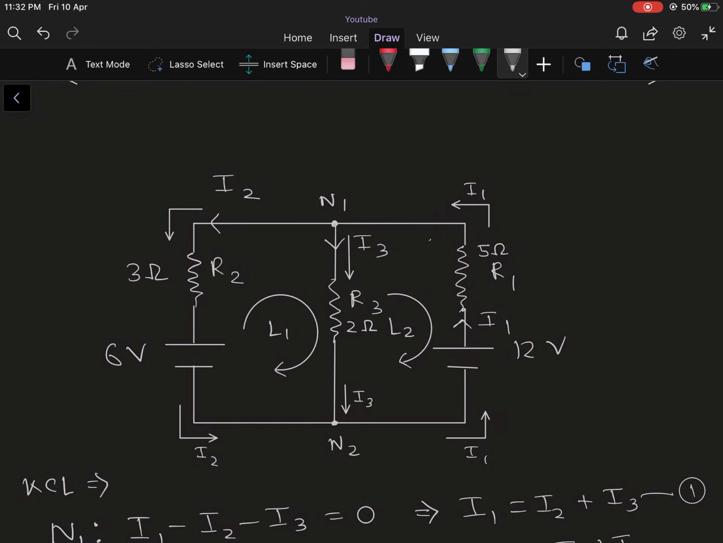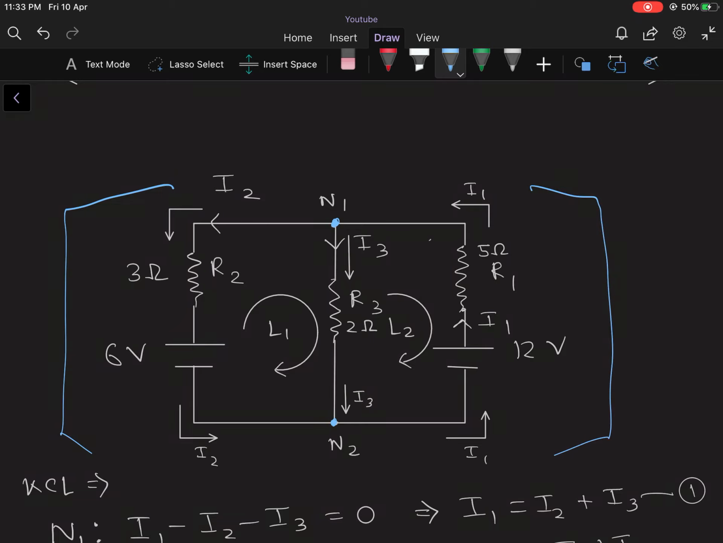So the first step is to point out the nodes. Here there are two nodes in the system, the N1 node or junction. There are two nodes in our system, and there are two branches: this side one branch and this side one.